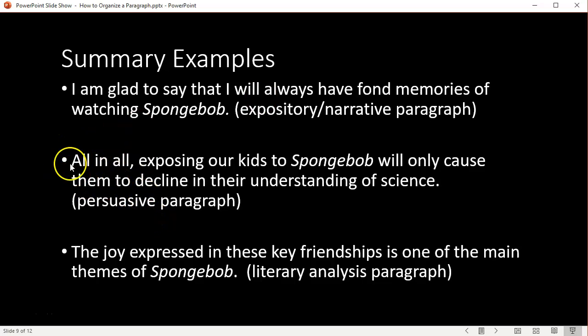Persuasion. All in all, here a transition felt right. Exposing our kids to SpongeBob will only cause them to decline in their understanding of science. Again, doubling back to my argument, watching SpongeBob makes kids dumber is my basic argument there. And literary analysis. The joy expressed in these key friendships is one of the main themes of SpongeBob.